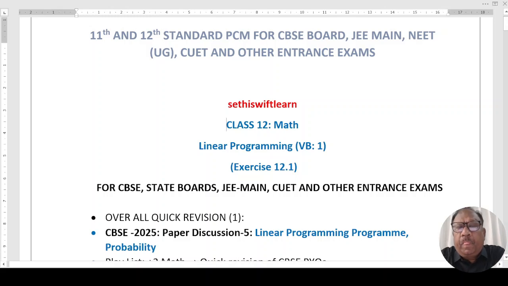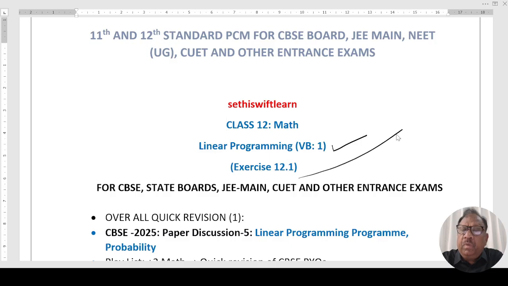Hello students, in today's session of linear programming, very basic concepts will be cleared through illustrations taken from NCERT Exercise 12.1.